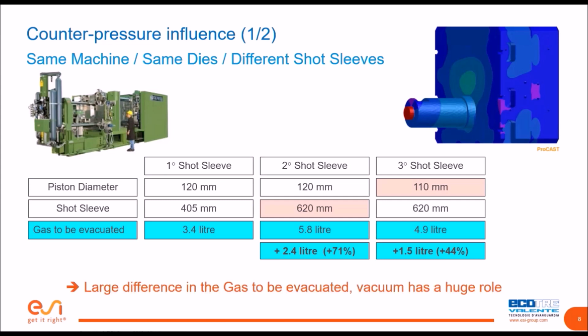So what this means is that there is a large difference in the gas that needs to be evacuated. One way to deal with this is to manage the venting well. The other way is of course a vacuum system, which is going to help reduce this counter pressure influence.